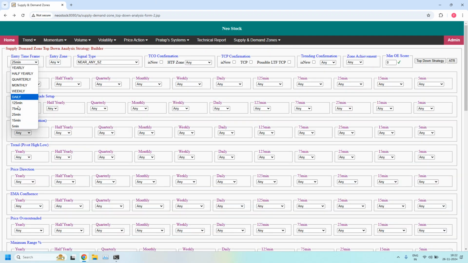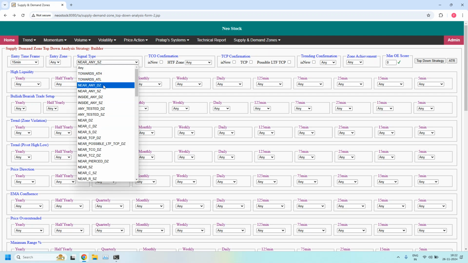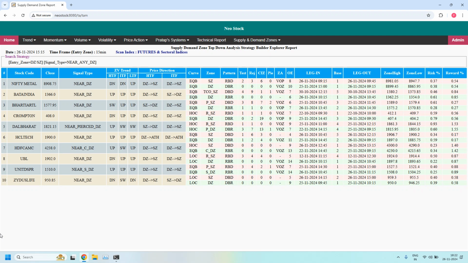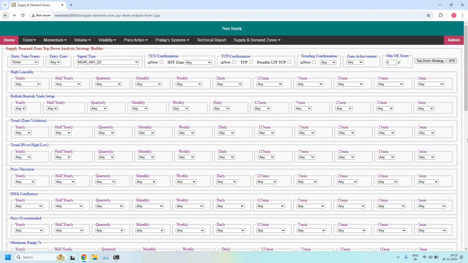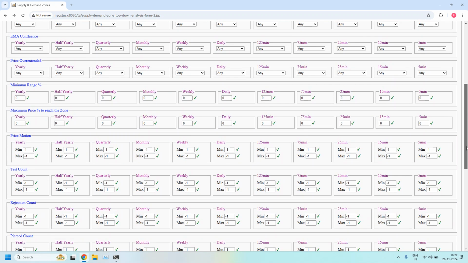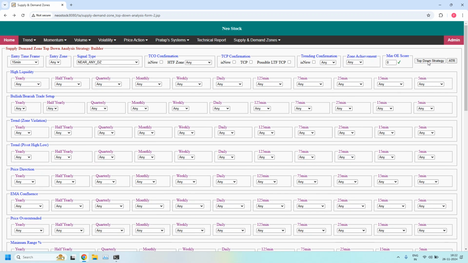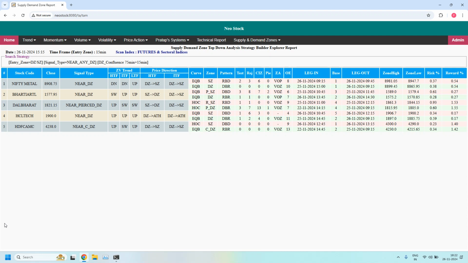Next time frame is 15 minutes, stocks near the 15 minutes demand zone, 10 stocks are filtered. But let us further filter based on ITF demand zone confluence. That is the 15 minutes demand zone with 75 minutes demand zone confluence. I am enabling the filter. With this filter, we got 5 stocks. That means all these 5 15 minutes demand zones are part of the 75 minutes demand zone. And the third one is pierced, you can ignore.